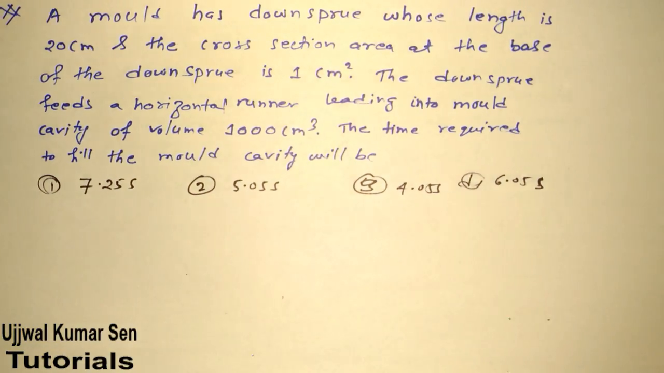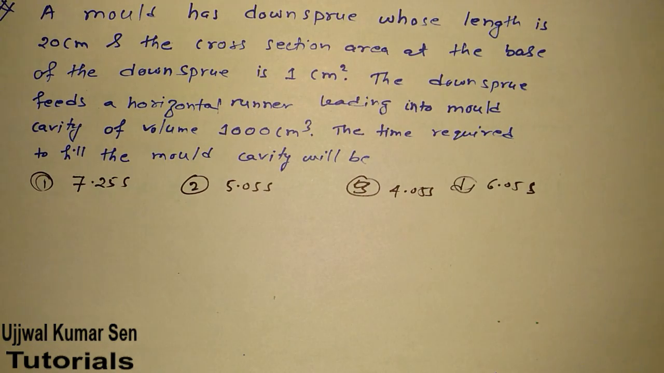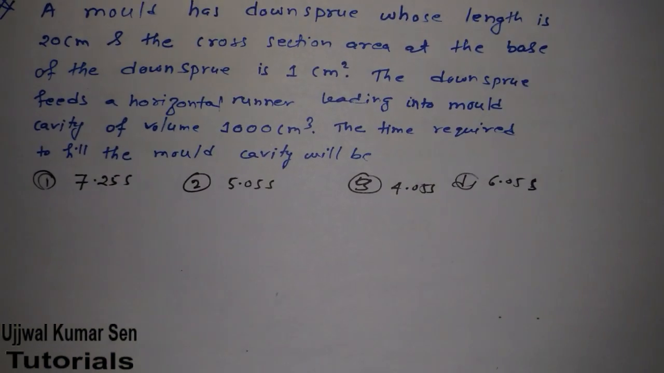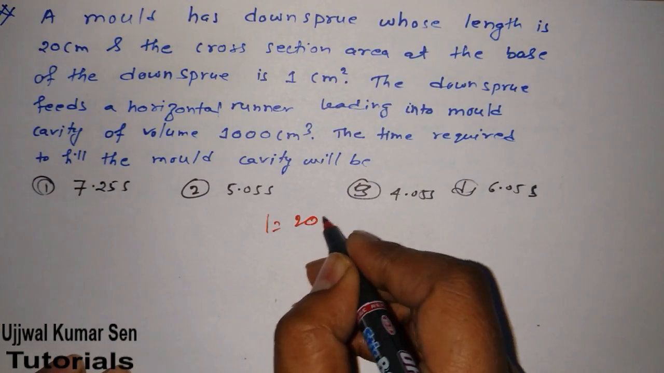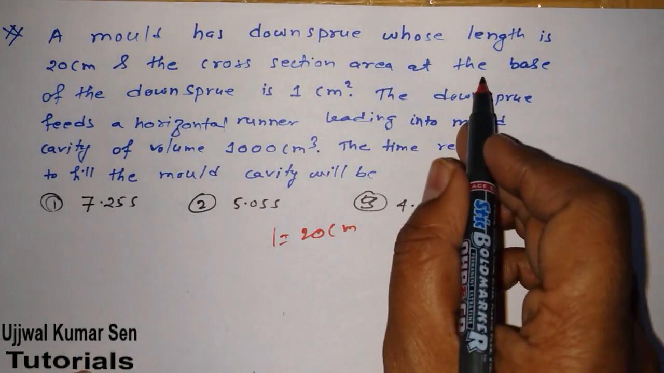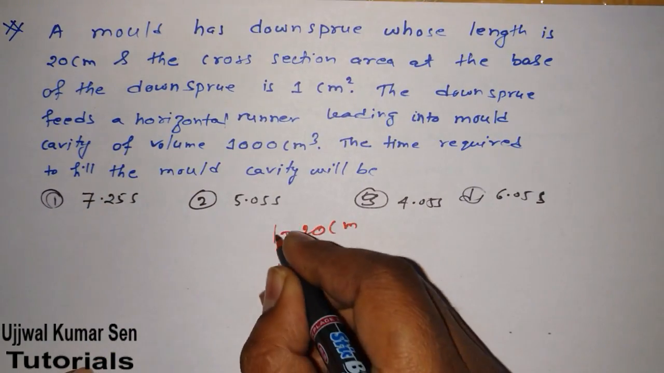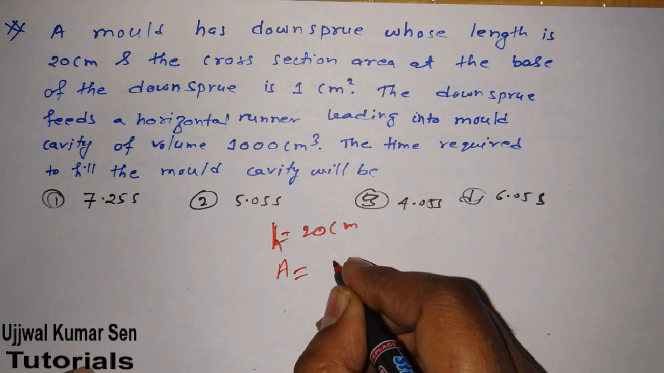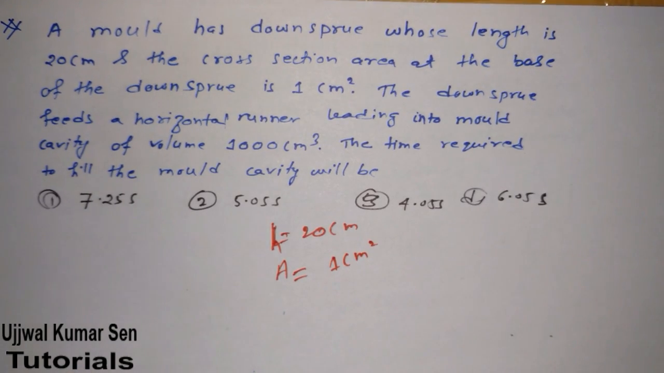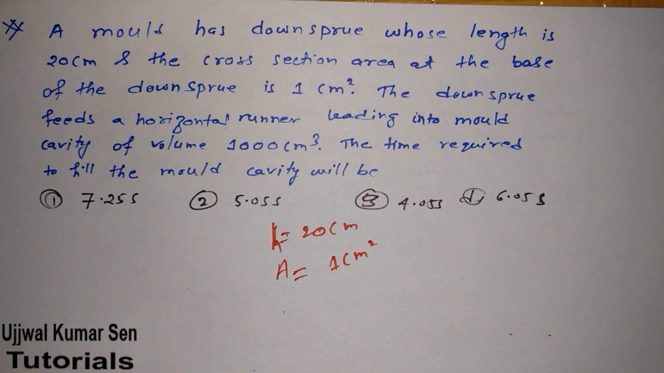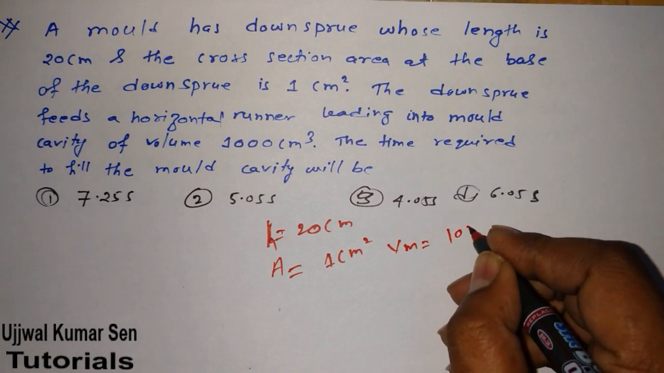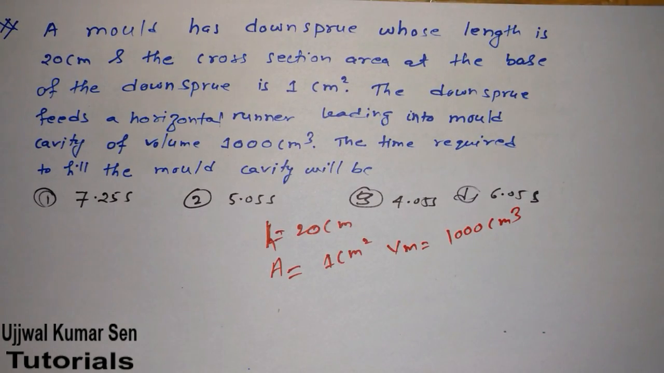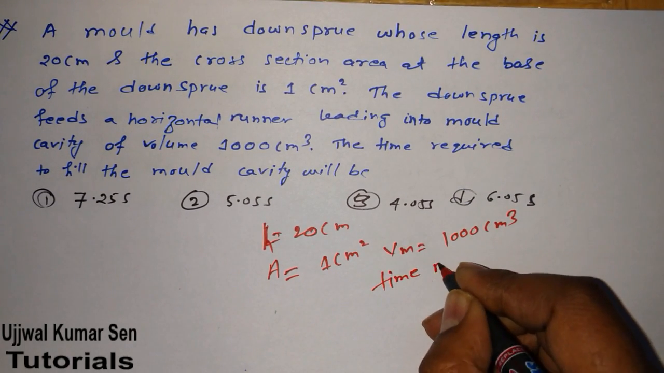Alright, my dear, so we got the next problem here. In this problem, a mold has a down sprue whose length is 20 centimeter. So just keep writing, length is equal to 20 centimeter, right? And the cross sectional area at the base of the down sprue, that is the height, area is 1 centimeter square. The down sprue feeds a horizontal runner leading into a mold cavity of volume 1000 centimeter cube. The time required to fill the mold cavity will be, we have to find out what time is required.